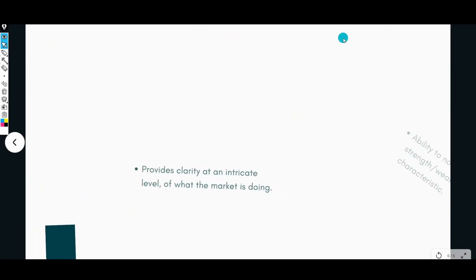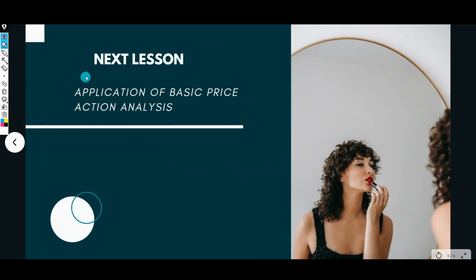Okay, that was it for lesson number 2. In the next lesson, we're going to go through the application of basic price action analysis. We're going to do this on a current currency pair to give you a basic idea of how to apply basic price action analysis.